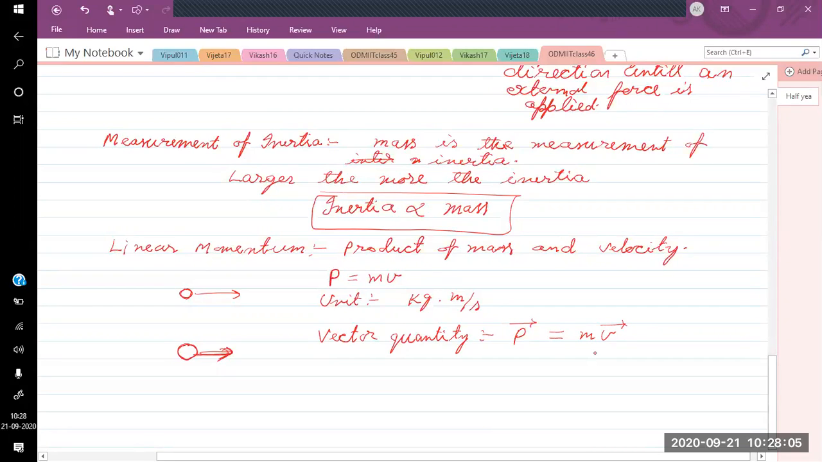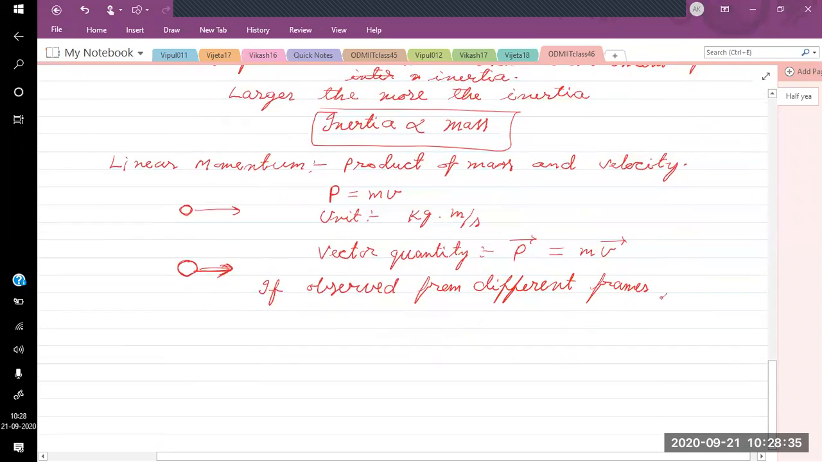And how is momentum related with respect to different frames? If you see momentum from different frames, will its value remain constant or be different? If observed from different frames, the value of momentum will be different. Why different? Because velocity is different from different frames.